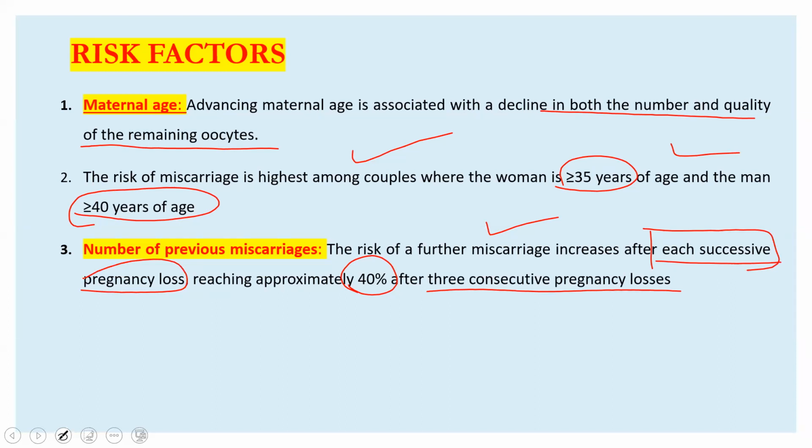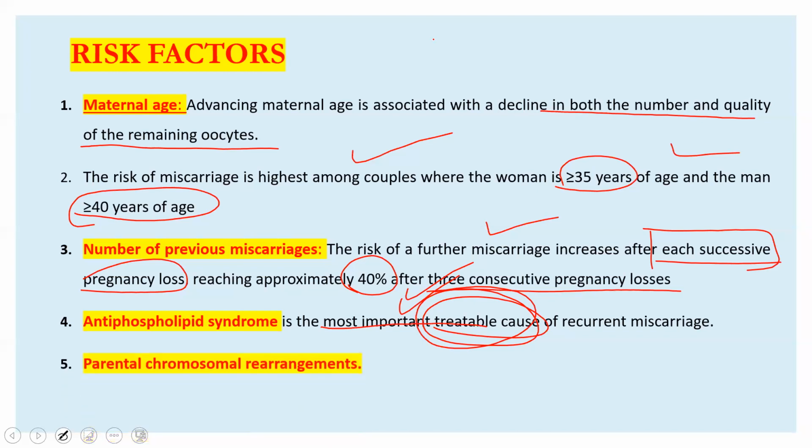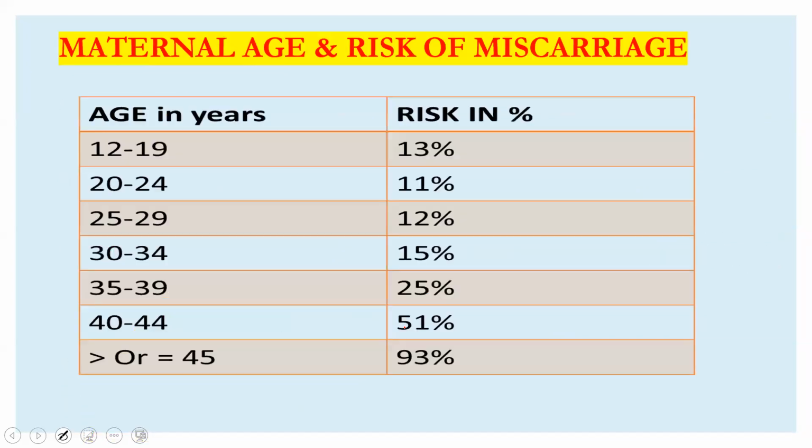We should not let any woman go beyond 3 successive, consecutive pregnancy losses. Then antiphospholipid antibody syndrome is the most important treatable cause. Like I said earlier, we need to pick this up properly and we have to treat it. So this is the most important treatable cause of recurrent miscarriage. Then parental chromosomal rearrangements are a very important risk factor.